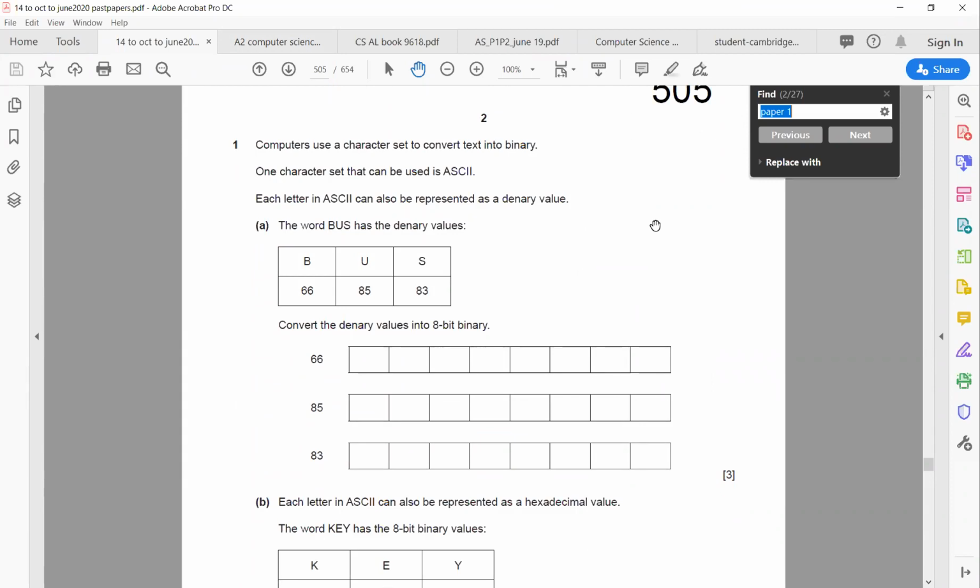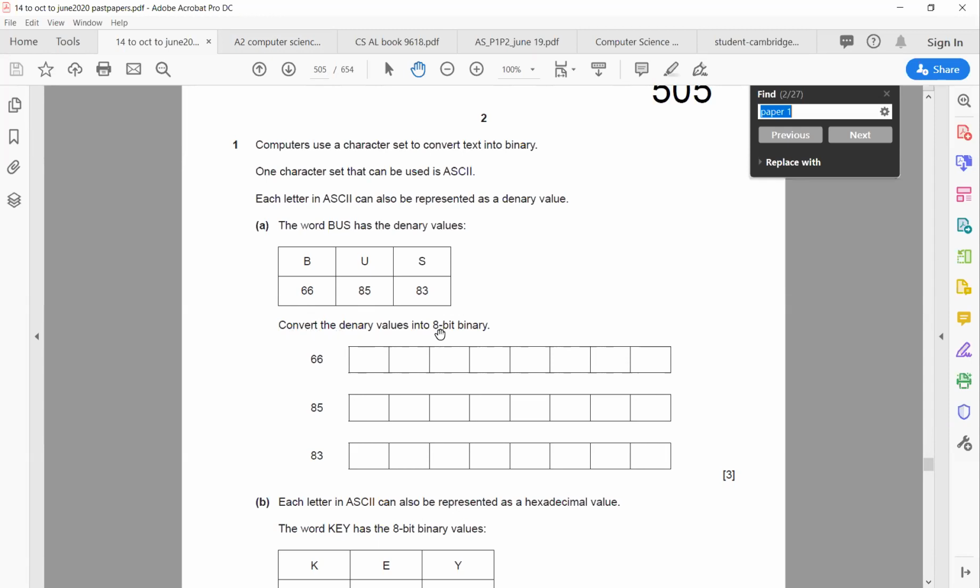One character set that can be used is ASCII. Each letter in ASCII can also be represented as a denary value. The word bus has the denary value. ये उसने कुछ values दे दी हैं ASCII code, ठीक है? No need to memorize them.